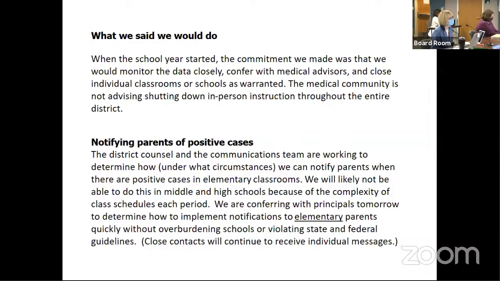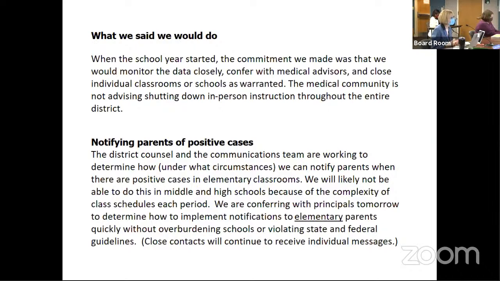I'm going to show you what the federal guidelines say in just a moment, but we are working now to try to determine how and under what circumstances we can notify parents when there are positive cases in a classroom, even one positive case. It will be very difficult to do this at the middle and high school level because kids change classes every period. And if you think about going back through the daily schedule for a student and then getting notifications out to all those parents between the time we get the information about the positive case and the start of school the next morning, you can just imagine how complex that is.